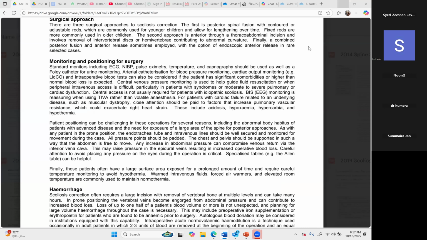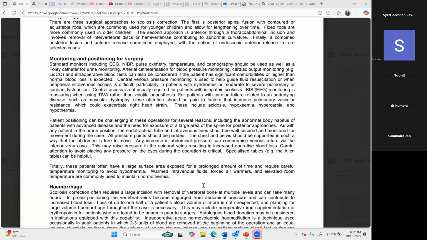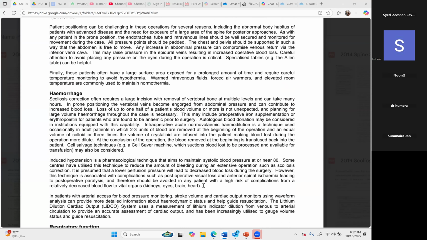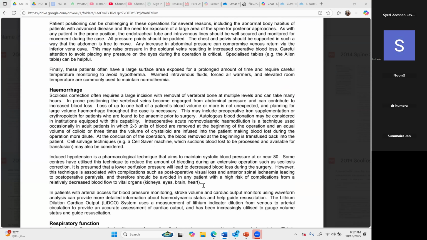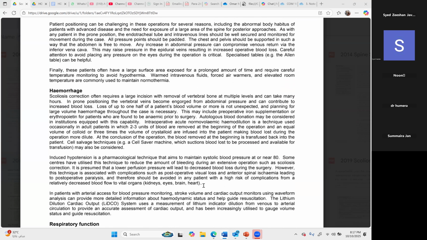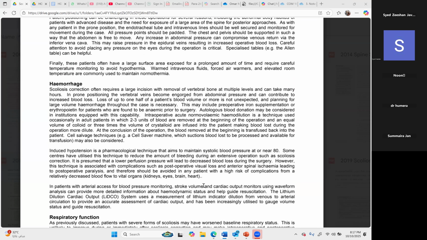So these are some important points which I have discussed. Eye injury can occur, tongue bite, fluid warmers. Yes, the best friend: hypothermia, hypotension, hypovolemia, acidosis, hypoxia. These are the things which you should always take care of in any patient.